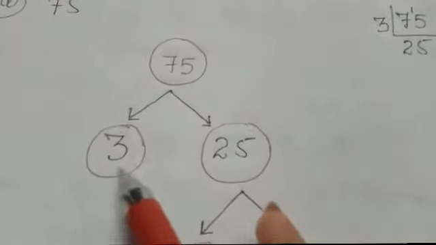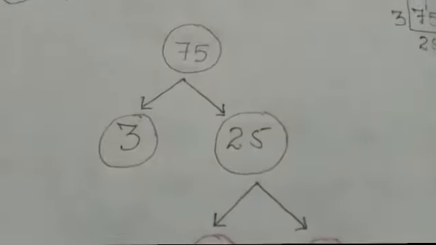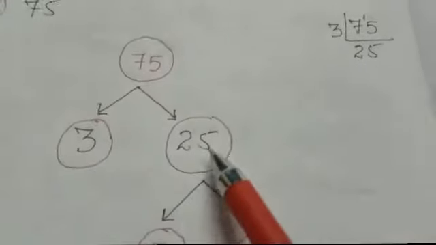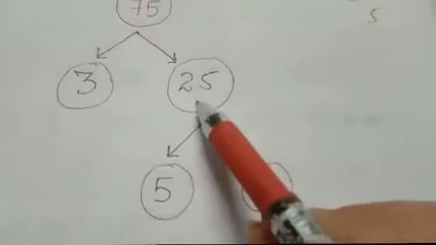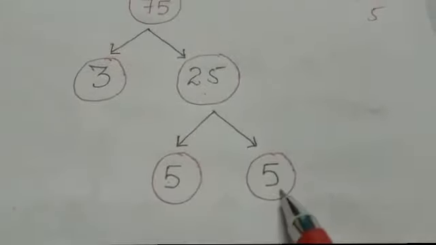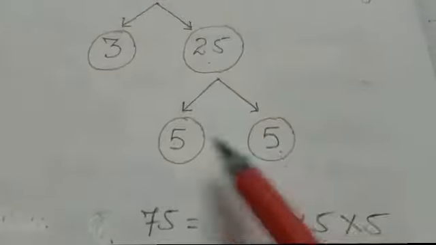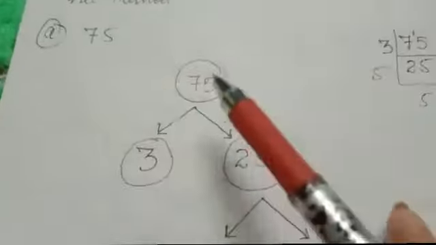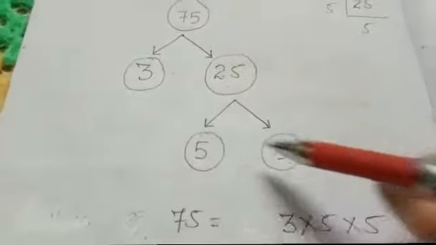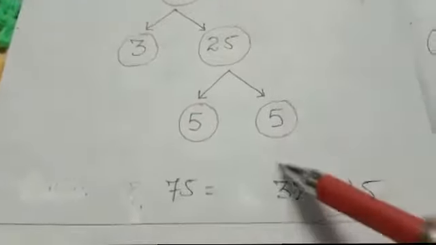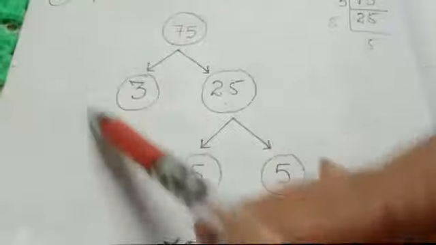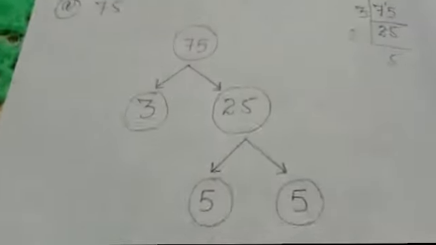Now this is a prime number. Now we cannot find the factors of 3. Next we will find the factors of 25. We know 5 5s are 25. In place of 25 we will write 5 5s are 25. So 5 and 5 are prime numbers, so we cannot proceed. Answer is 75 is equal to 3 into 5 into 5. So this is your answer, and this process is factor tree method.